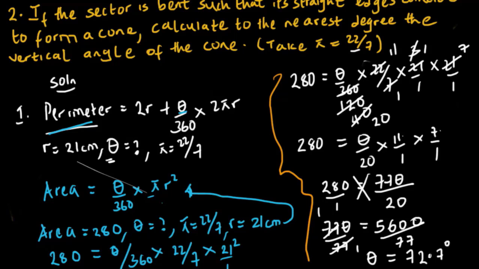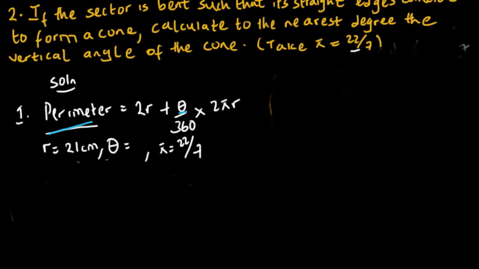Now that we found theta at 72.7 degrees, we can bring it here and then we'll be able to find the perimeter of the sector. Now let's do that. So now we know that theta equals 72.7 degrees. Now do you get the point? We have to use the area of the sector to find theta so that we can find the perimeter. So we slot this into the equation.